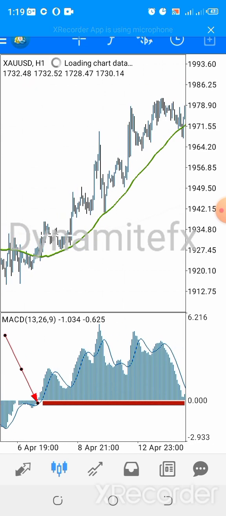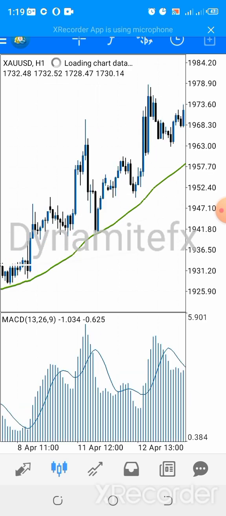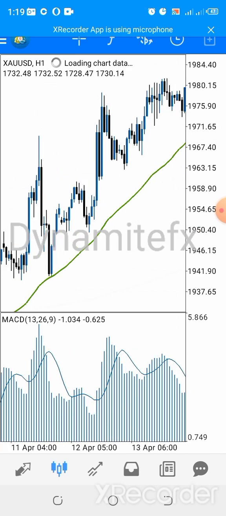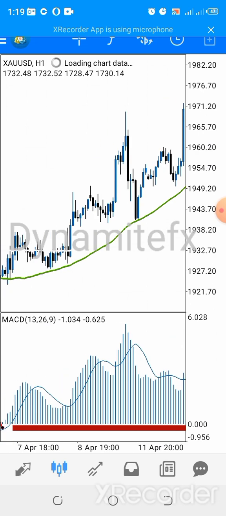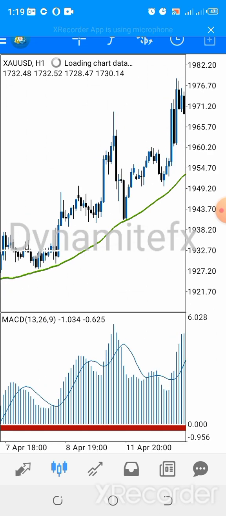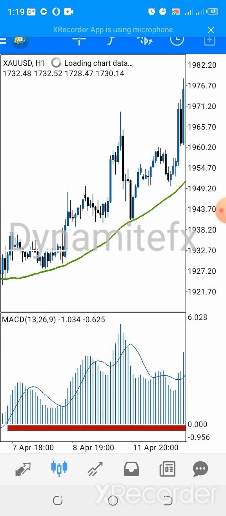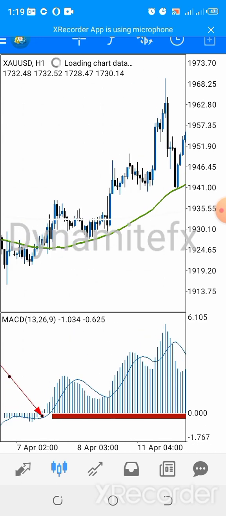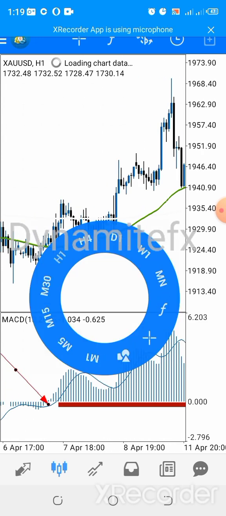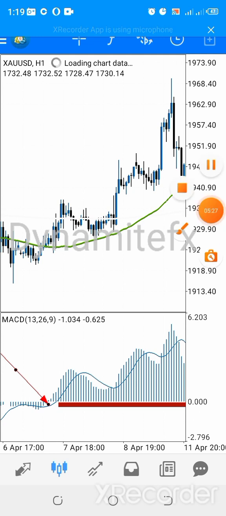Now, don't forget, the reason why I decided to use the moving average is to help you, because the moving average serves as a dynamic support and resistance in the market. You may not be able to see that by yourself. You may not be able to know if a market is trending.